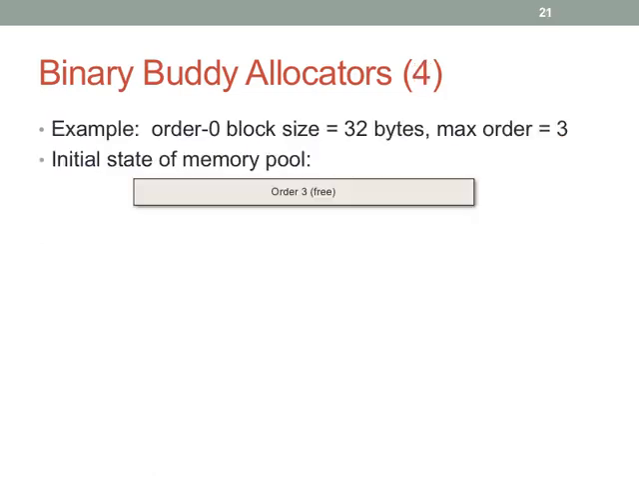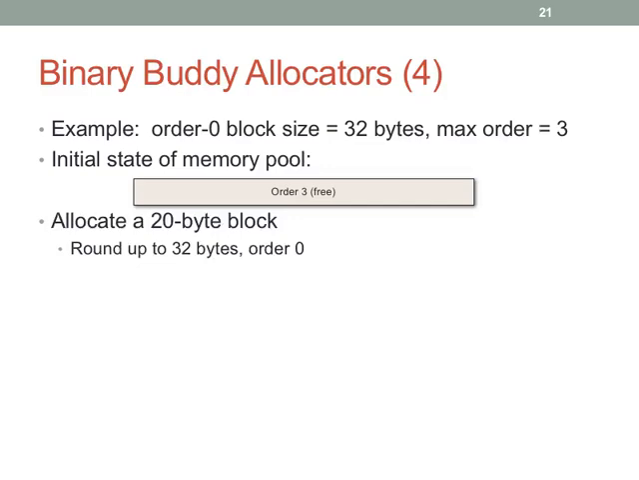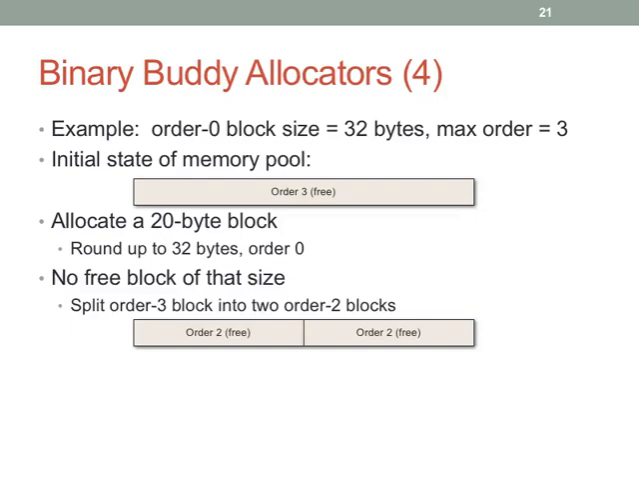So, here's the example. We have not a size order 15, because that would be way too much effort. But we have order 0 block size of 32 bytes, max order of 3. So what does that mean? So 32 times 4 is 128 bytes in this pool, is all we have. So allocate a 20 byte block. Well, we round up to 32 bytes. There's definitely no 32 byte block. So we split the order 3 block into 2 order 2 blocks.